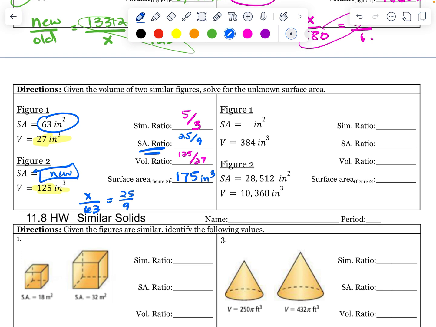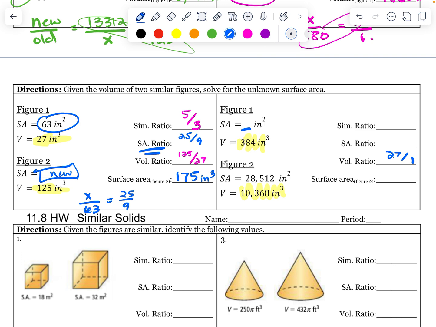Oh, that's a blank. I couldn't see it because there was like a line there. I got confused. So we're looking for the other surface area. And what do they give me? They give me volume. I am going to see if that reduces. 10,368 over 384. Oh, yeah, great. Okay, so the volume ratio is 27 over 1.